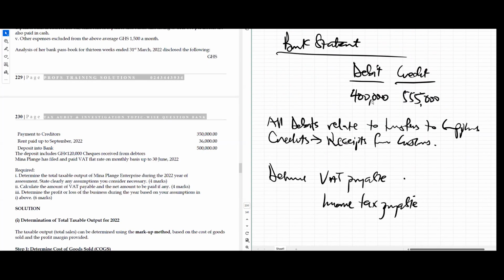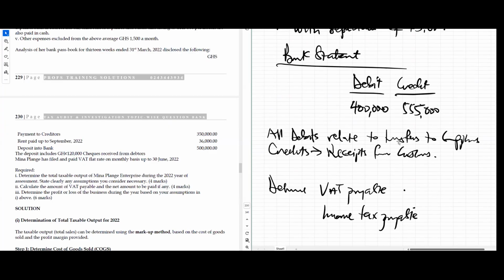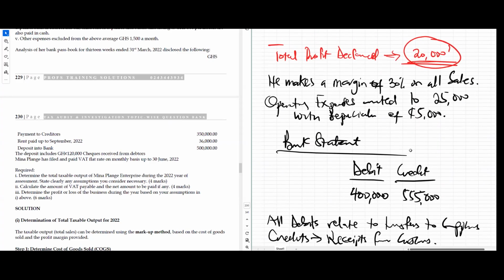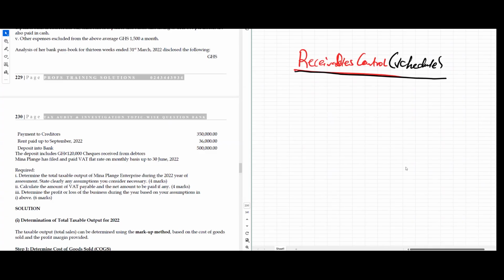Go and check the bank statement. Did we receive any money? Yes, we did, 555,000. They said all debits are transferred to suppliers and all credits are received from our customers. So in that case, the receipt from our customers was 555. So what's the opening owings? Opening owings is 200,000, right?